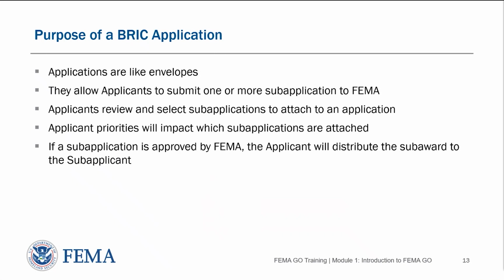So if a sub-application is included in an application that ultimately is granted a federal award, the sub-applicant who submitted it receives a sub-award from the applicant. So what that's saying is FEMA gives the money to the grant applicant, which then becomes the grant recipient, such as the state or territory, and then they disseminate the sub-awards to the individual sub-organizations or sub-applicants, which then become sub-recipients at the time of award.